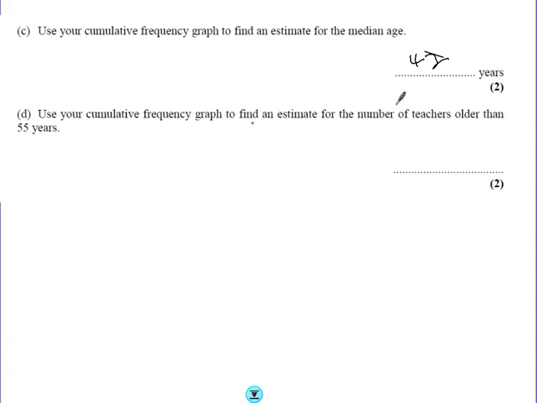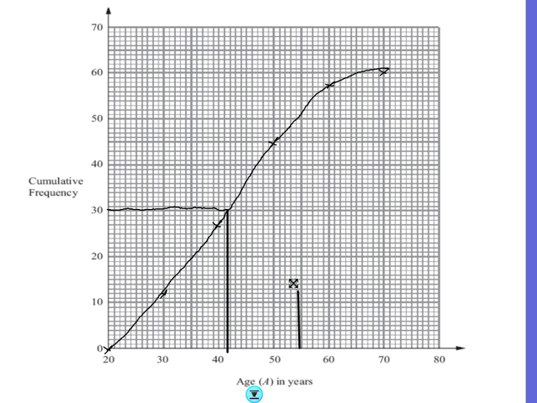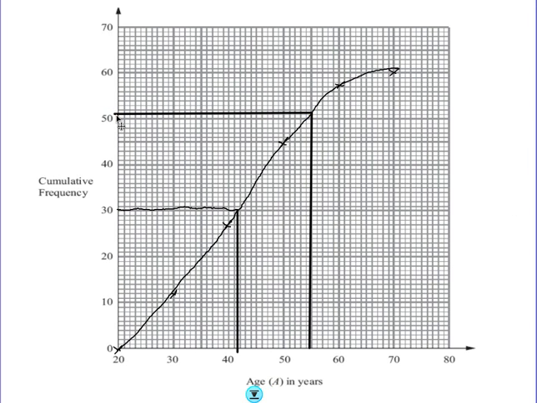So 42 is our estimate for the median age, and use your cumulative frequency graph to find an estimate for the number of teachers older than 55 years. So if we draw a line going up from 55, there we go, so that's going up from 55, and then draw a line going across. Like that, we can see that this tells us that there are 51 teachers that are 55 years or under as an estimate.